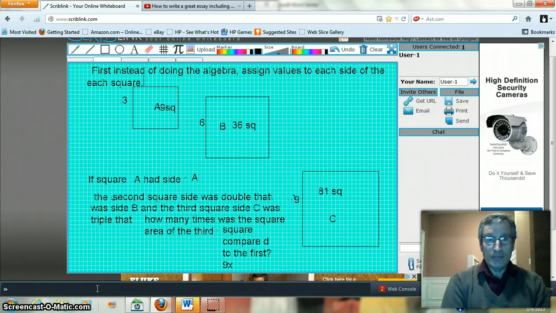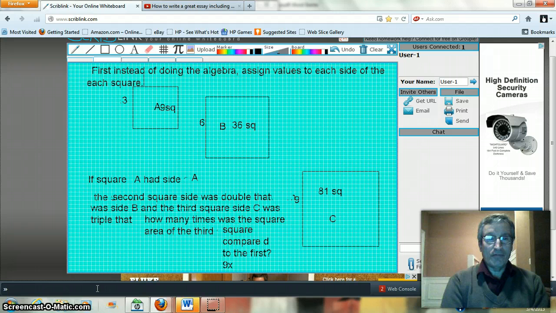As we're looking here on screen, one of the first things that you want to do is, instead of doing the algebra, assign values to each side of the square. So let's go ahead and do that.